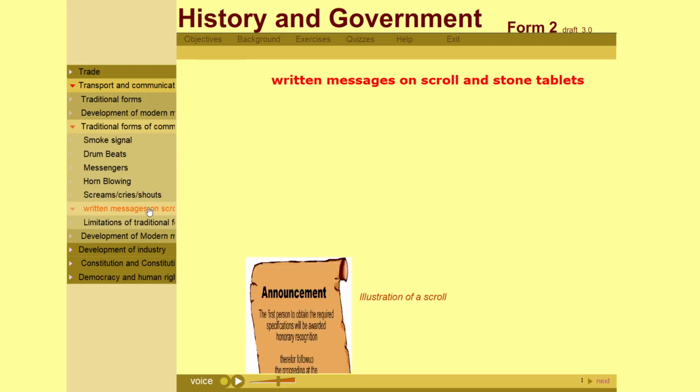Written messages were also used in the olden days. They were in form of pictures and inscription. The materials used included parchment. These were made from dried animal skin.